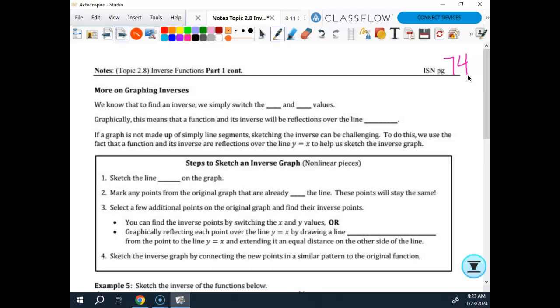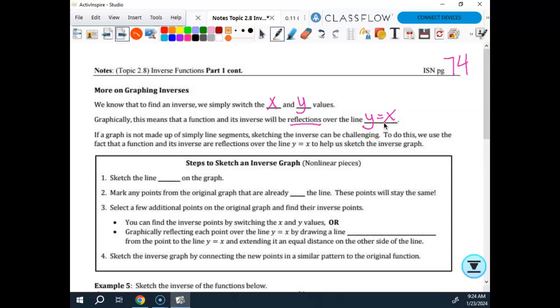All right. We know that to find an inverse, we simply switch the x and y values. We just talked about that. Graphically, this means that a function and its inverse will be reflections over which line? Y equals x, and that is the parent function, the linear parent function, right?